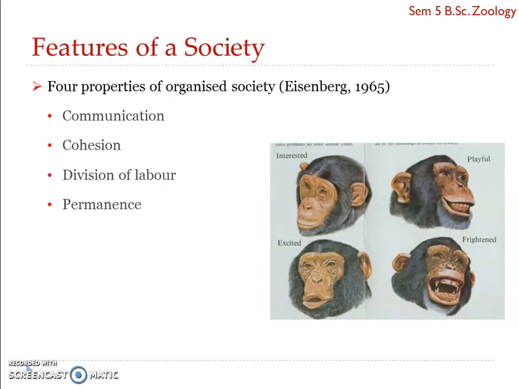Now the third property is division of labor. It is the assignment of different duties to the different kinds of individuals of a colony. So here a duty is assigned to each individual in a society, and that is referred to as division of labor.